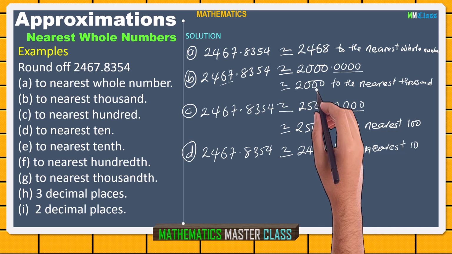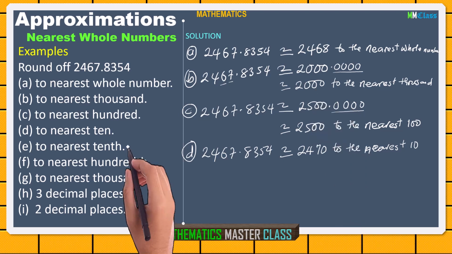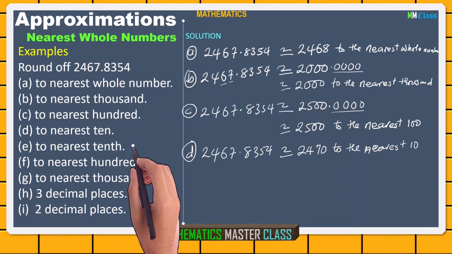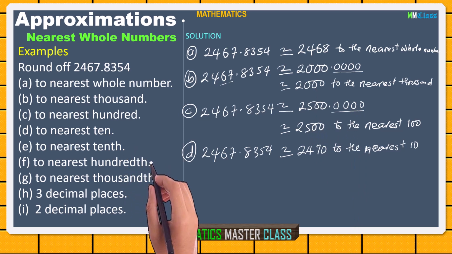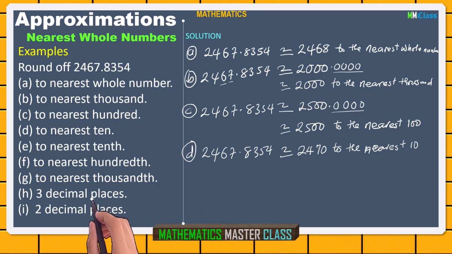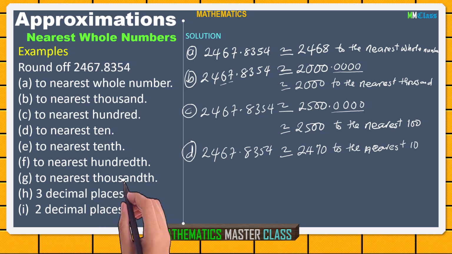Now to the nearest tenth. To the nearest tenth is the same thing as approximation to 1 decimal place. Nearest hundredth is the same thing as approximation to 2 decimal places. Nearest thousandth is the same thing as approximation to 3 decimal places. So you can see this: the h and the g will have the same answer.